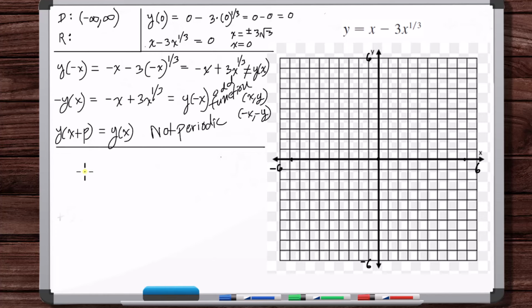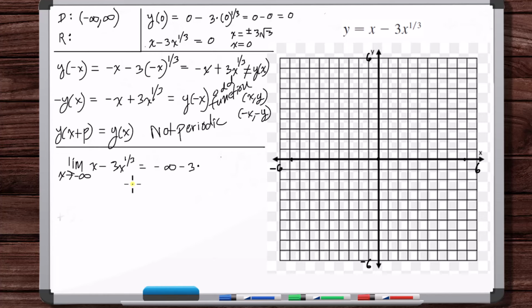Okay, now let's check the endpoint behavior. What that means is we take the limit as x goes to each of the endpoints of the domain. In that case, this is minus infinity and infinity. So what is the limit as x approaches negative infinity of x minus 3x to the 1/3? What we get here is negative infinity minus 3 times, what is negative infinity to the 1/3?